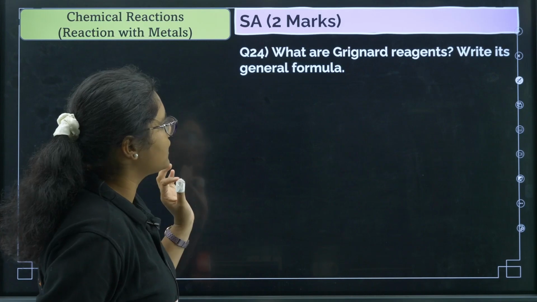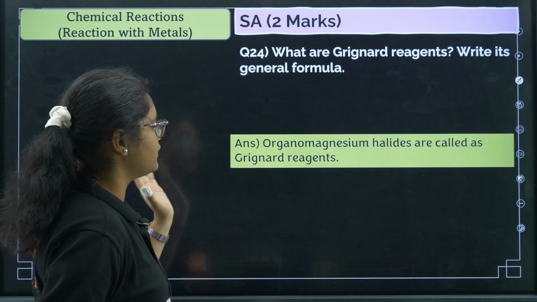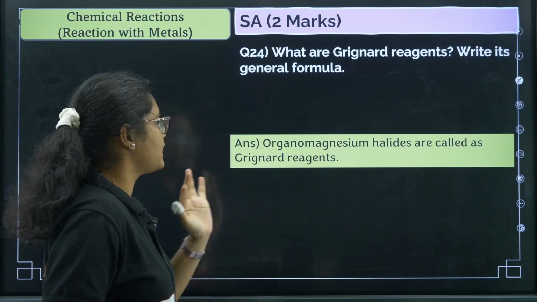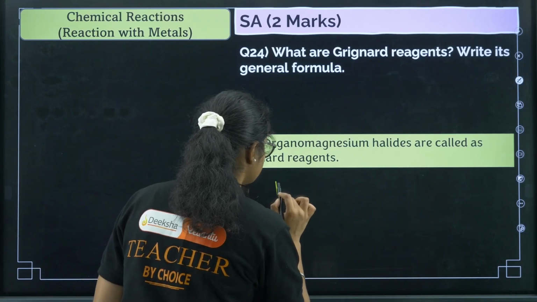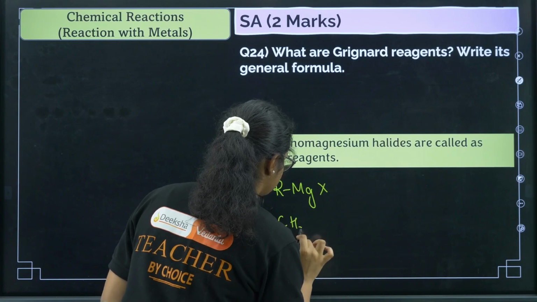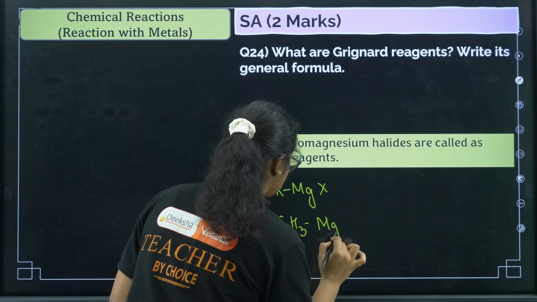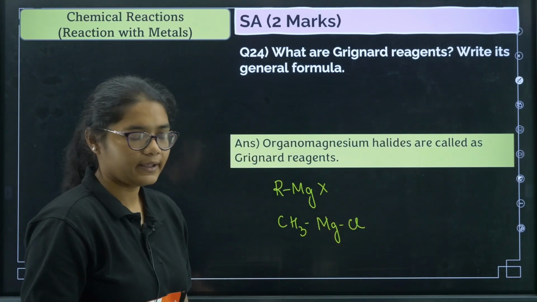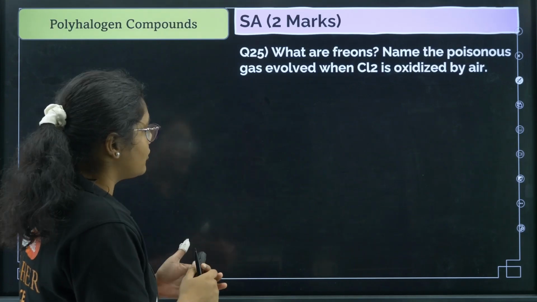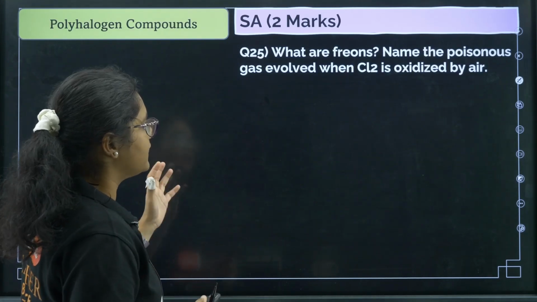Next, 24: what are Grignard reagents? Write its general formula. Organomagnesium halides are called Grignard reagents, and the formula is RMgX, and you can write an example like CH3MgCl, okay.